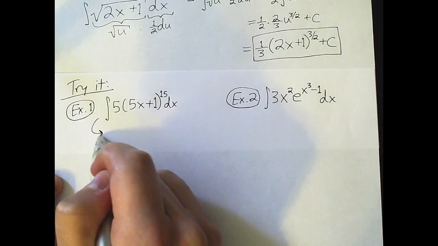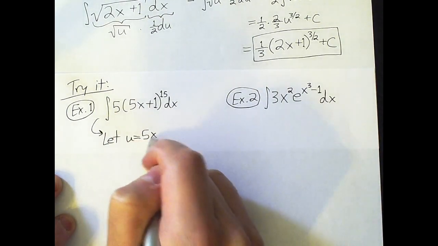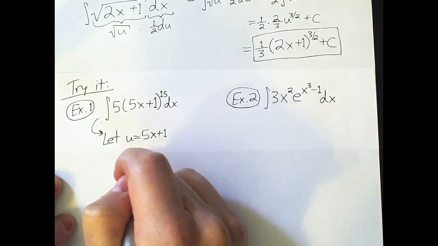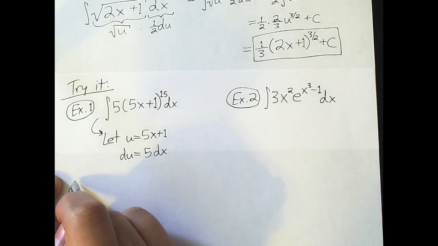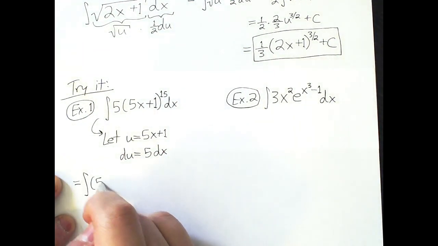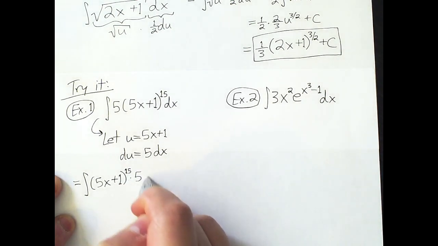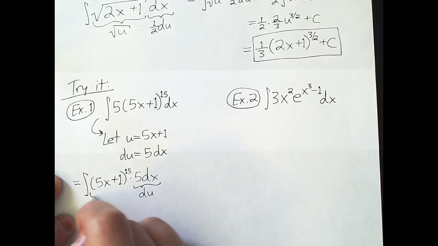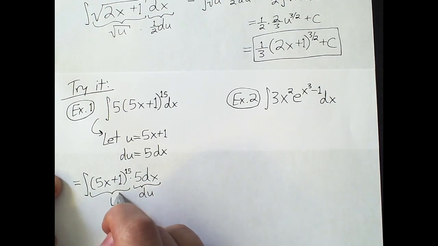So, looking at this, I'm thinking we should let u equal 5x plus 1. If we let u equal 5x plus 1, that's going to be nice because du equals 5 dx, and the problem has a 5 dx in it. So this is one of those convenient ones where the 5 dx can be replaced with du. And then what's the rest of it? 5x plus 1 to the 15. That's going to be u to the 15.